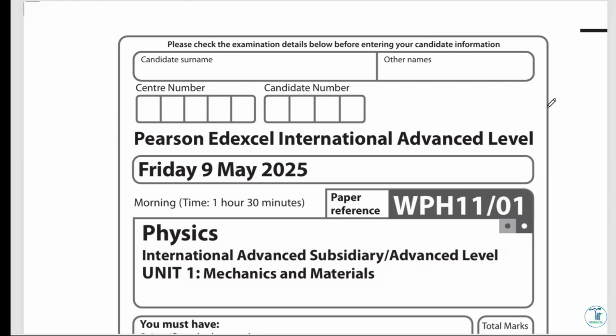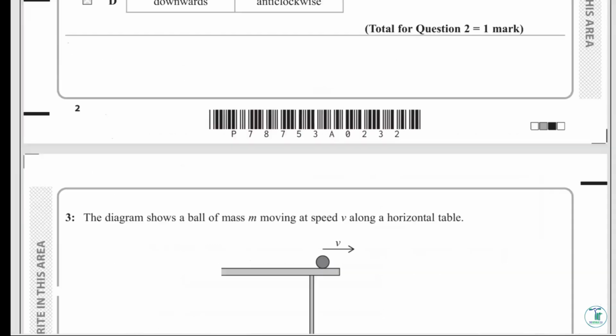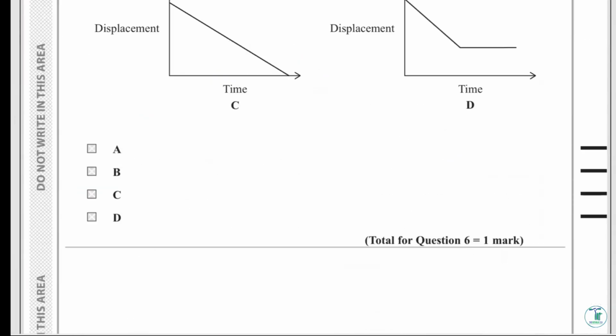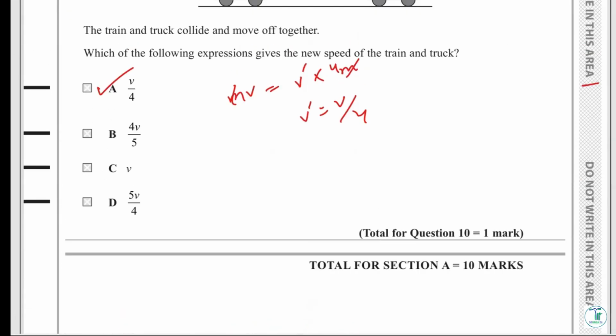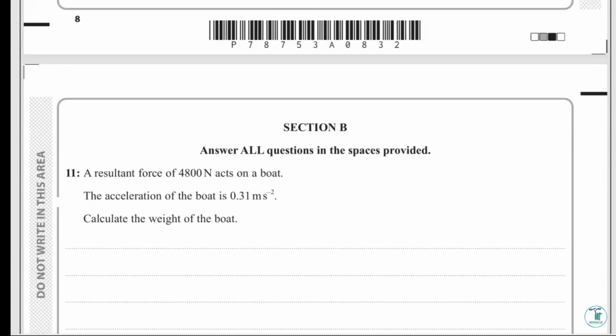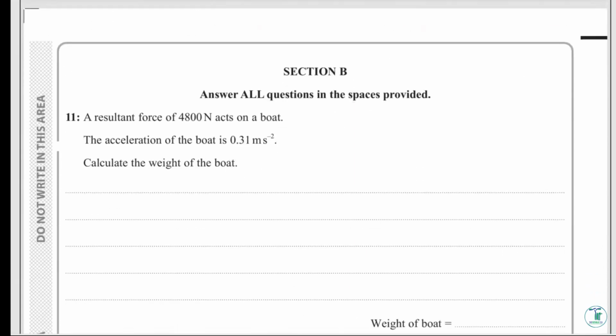And in the last part of this video, we talked about the May 2025 Unit 1 physics paper of International Edexcel. In the last video, we solved all these multiple choices, and today we'll do the mechanics structure problems from this paper. And if you talk about question number 11, we've got this question number 11.